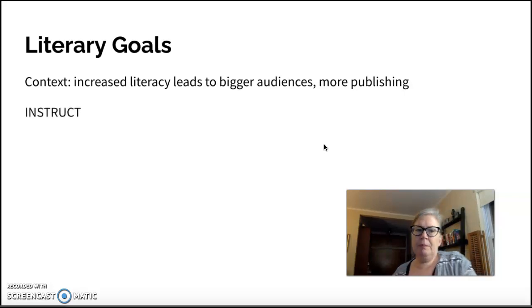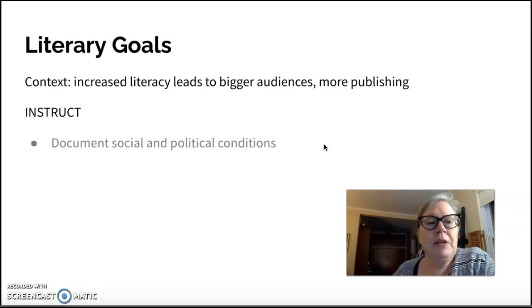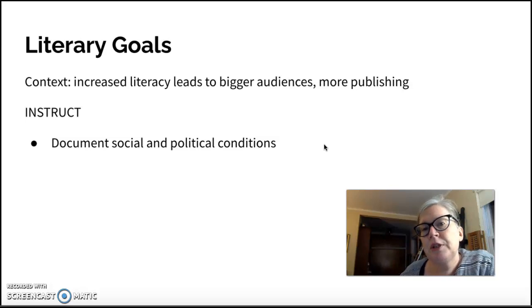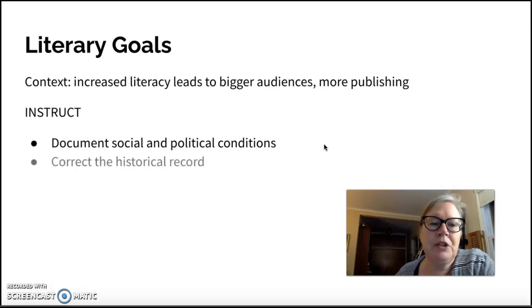So basically, the two words to associate with these literary goals are instruct and delight. These writers wanted to instruct. They wanted to teach something to their readers. They wanted to document social and political conditions. Even if it was fiction or poetry, rather than a historical document, they still wanted to make sure that they were putting in the record what it was like to be Black at this time, what the social and political conditions were. They also wanted to correct the historical record.